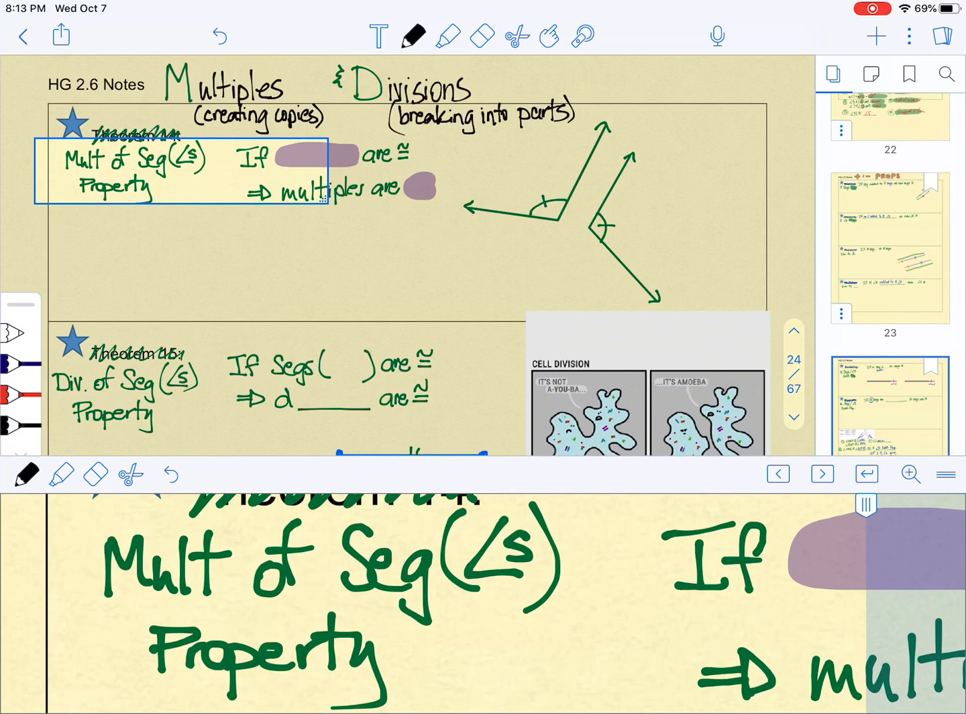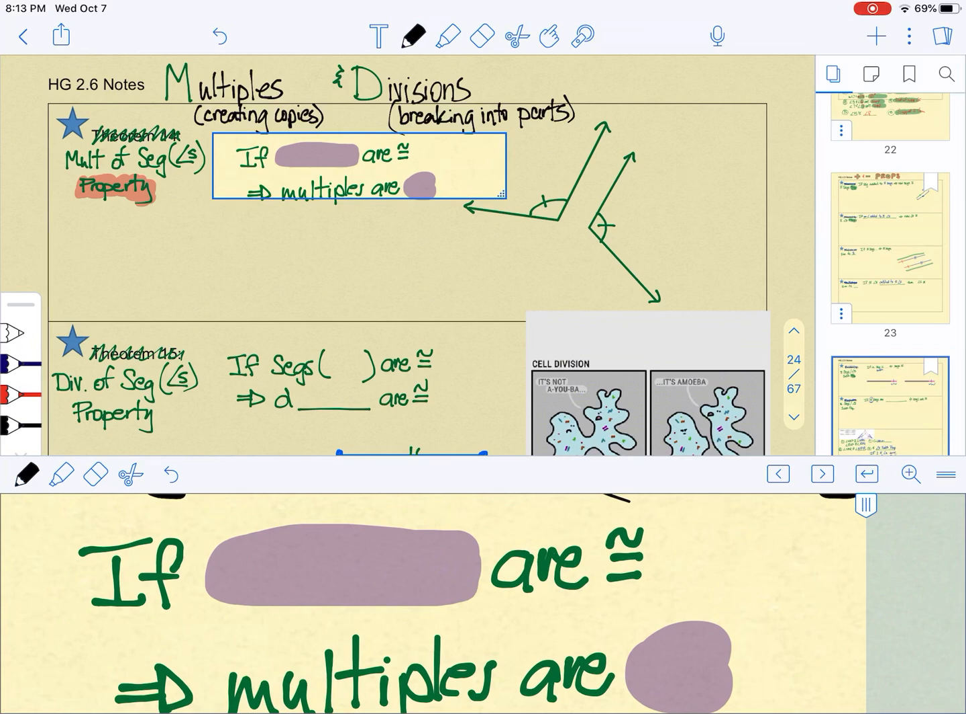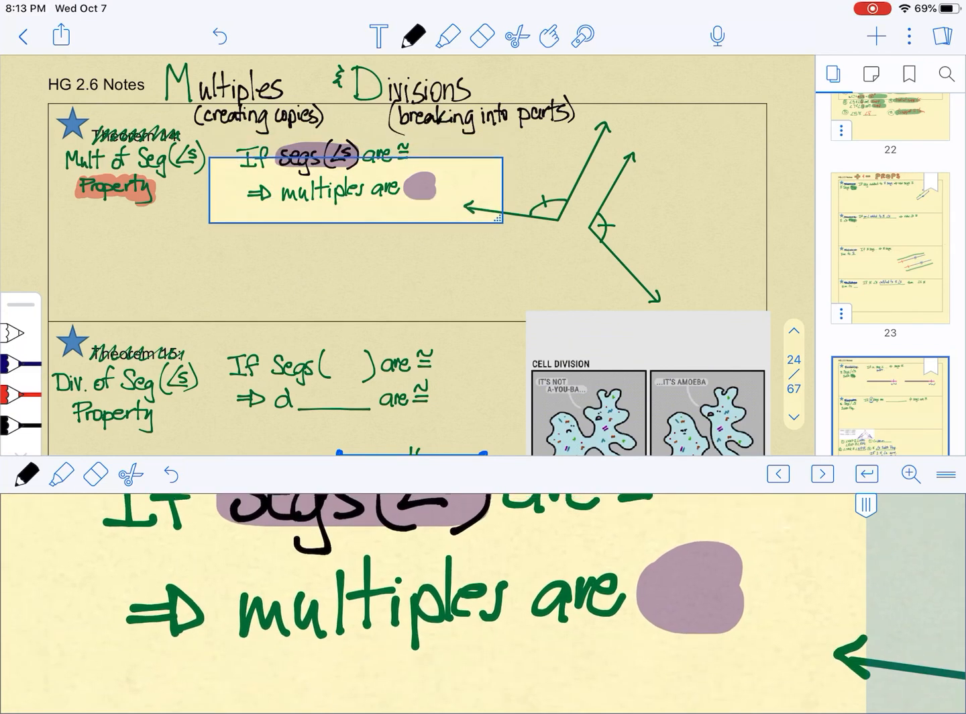So again, this is a property, not a theorem. This is the multiples of segments or angles property, and it could go either way. So our property is going to say if segments, now again, I could replace this with the word angles, are congruent, then any multiples that you might take of them are also congruent.